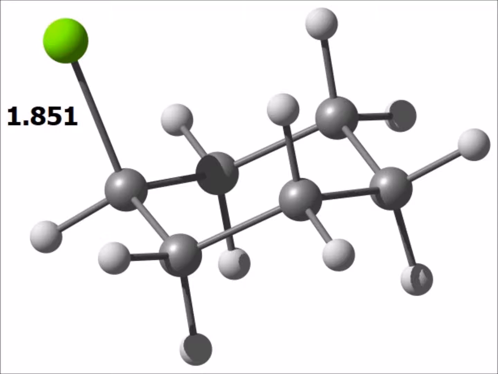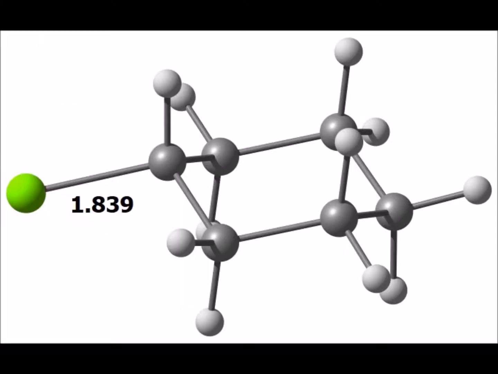Here is chlorocyclohexane, with the chlorine atom being in lime green, and the chlorine carbon bond length is 1.851 angstroms. To repeat, the gray atoms are carbon and the white atoms are hydrogens. Here is the equatorial conformation of chlorocyclohexane with a chlorine carbon bond length of 1.839 angstroms.